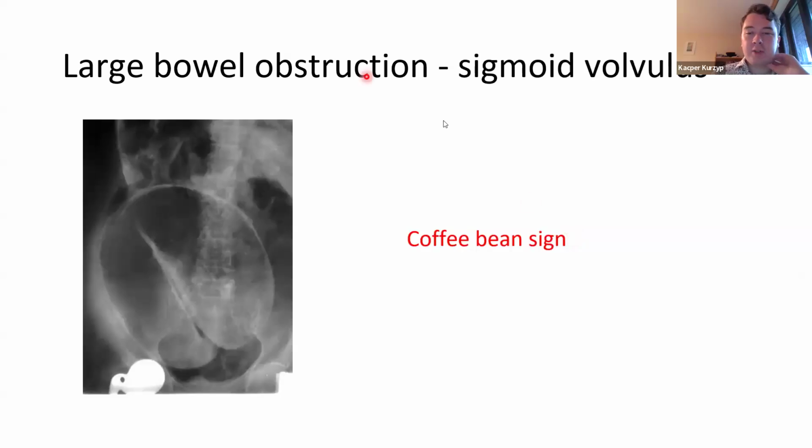Now, volvulus typically happens in your elderly population with multiple comorbidities, things like Parkinson's disease, malignancies as well. This is when the bowel twists on itself, and radiologically on abdo X-ray, you will see a coffee bean sign, and they will most likely need surgery.